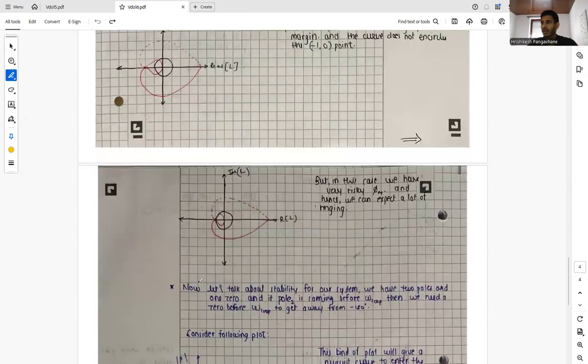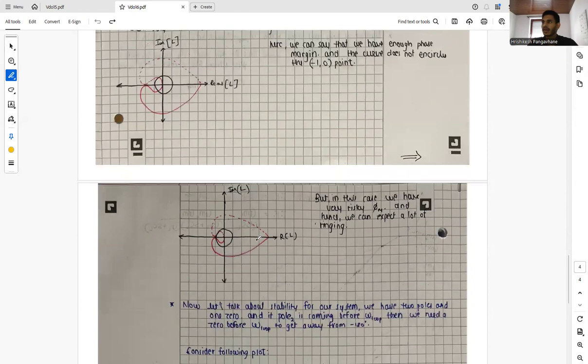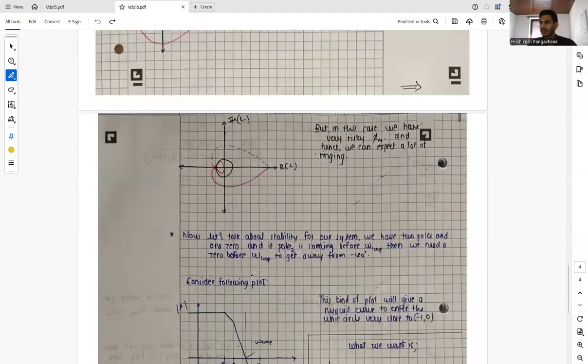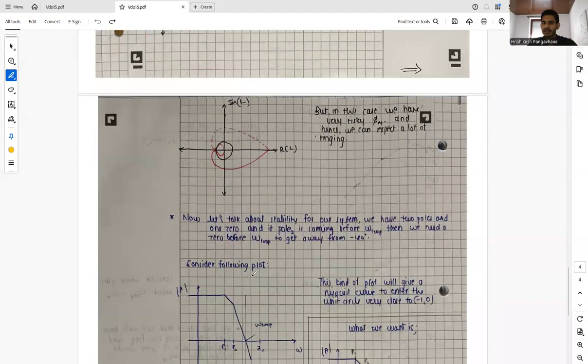Now, let's take a condition where we have a Nyquist curve like this, and it goes from here like this, but in this case we have a very risky phase margin, and hence we can expect a lot of ringing. So let's see. I think we are seeing some kind of conditional stability in this topology.